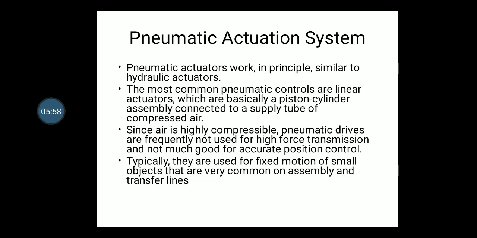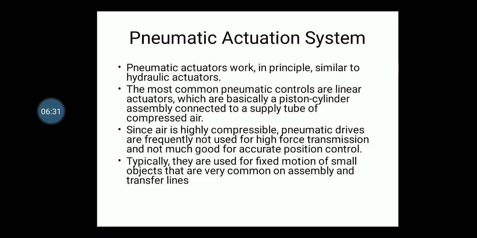and not much good for accurate position. So in the pneumatic actuation system, there is a little disadvantage, that it is not much accurate, right? Because controlling air is a little bit difficult compared to controlling voltage or electricity. So air is a little difficult to control for controlling purposes, right? That is why accuracy in the pneumatic system is difficult. And so we don't use it if the application needs very good accuracy.